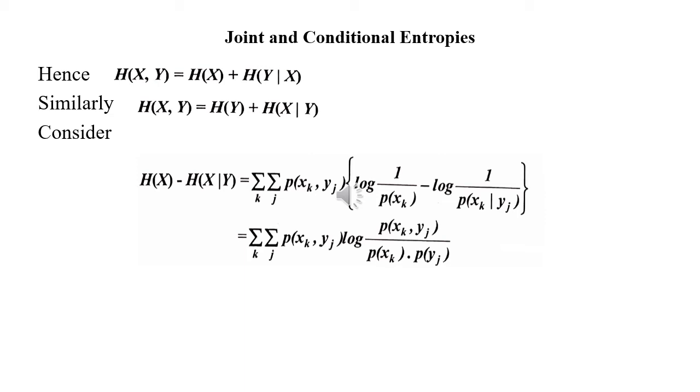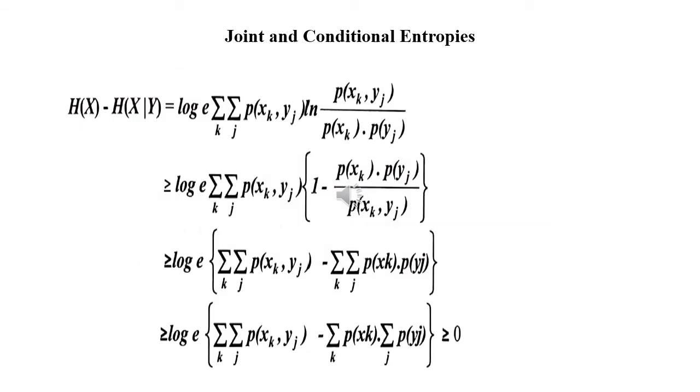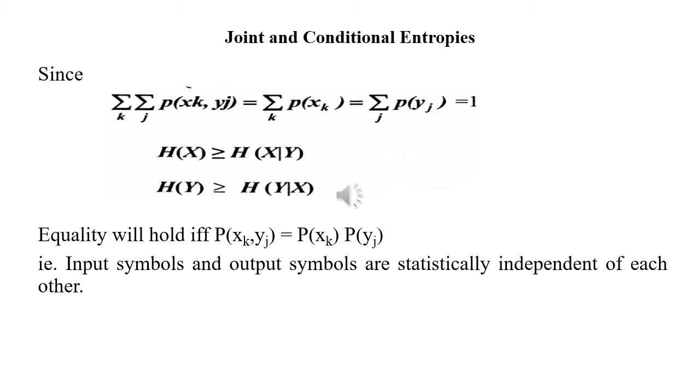Next, we can find the expression for H(X) minus H(X|Y). Simplifying, we get H(X) greater than or equal to H(X|Y). Similarly, H(Y) will be greater than or equal to H(Y|X). Equality holds if input and output symbols are statistically independent.